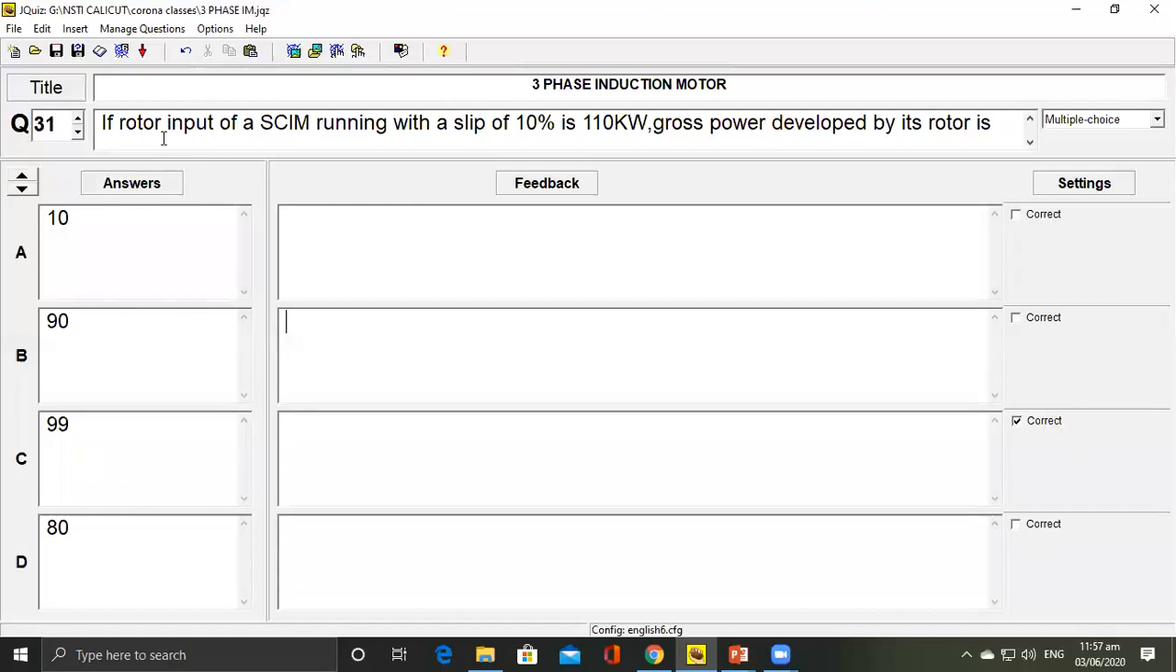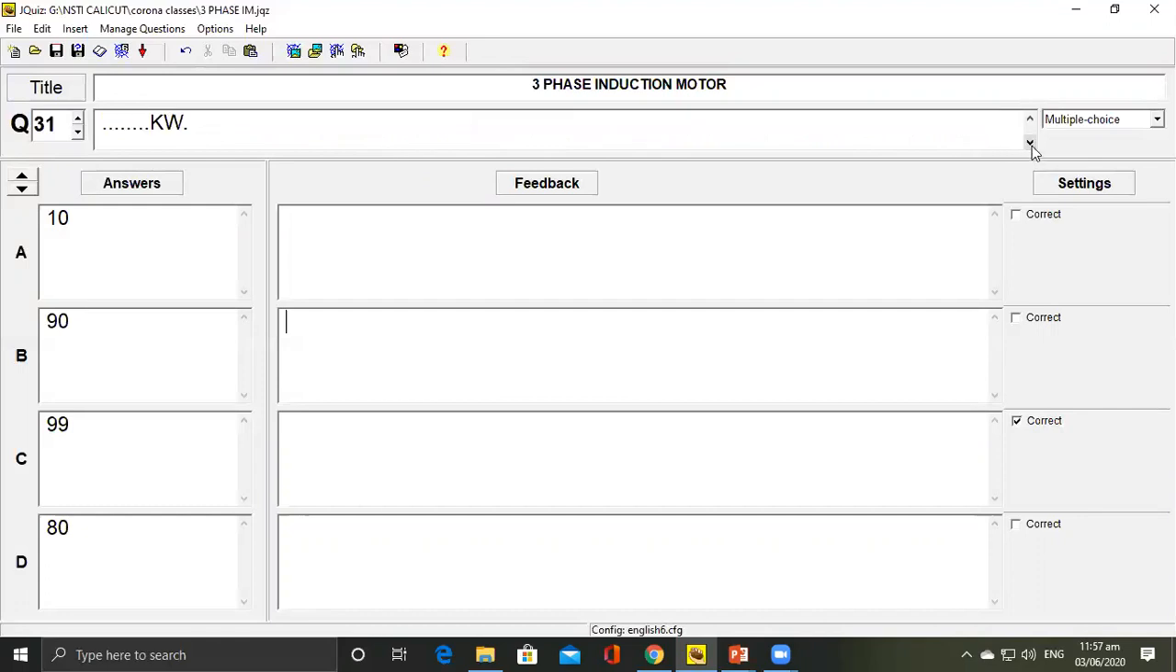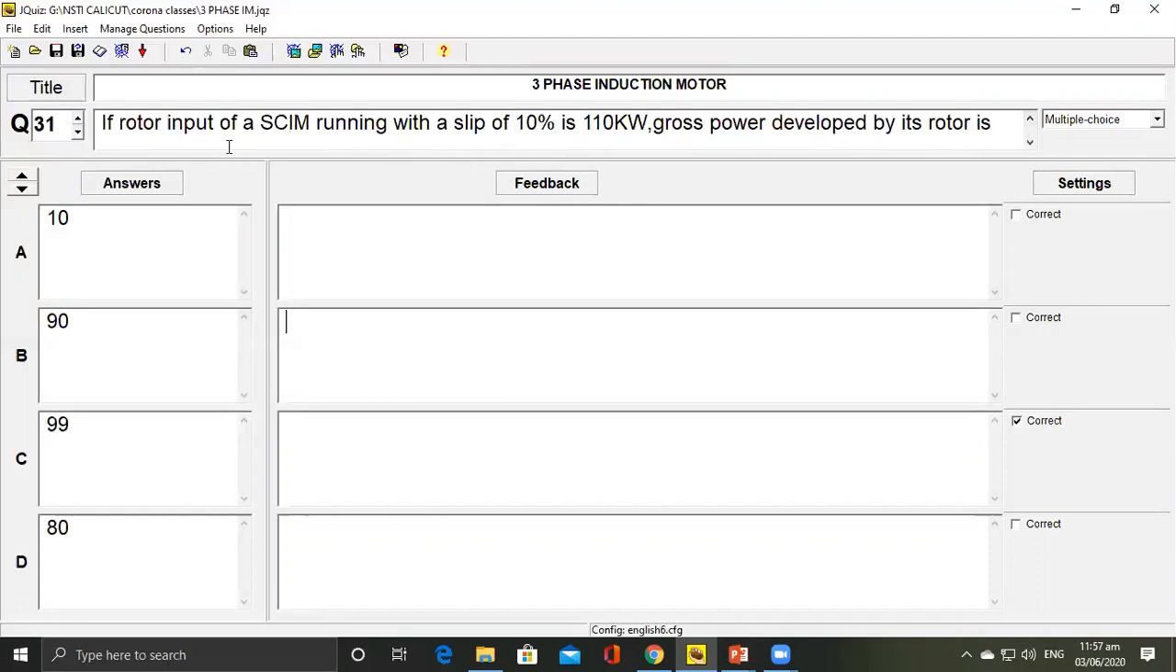If the rotor input of a squirrel cage induction motor running with a slip of 10% is 110 kilowatt, the gross power developed by its rotor is in kilowatt. So you have to find the rotor output. The rotor input is given and the slip is given, that is 10%. Option A 10 kilowatts, option B 90 kilowatts, option C 99 kilowatts, option D 80 kilowatts.